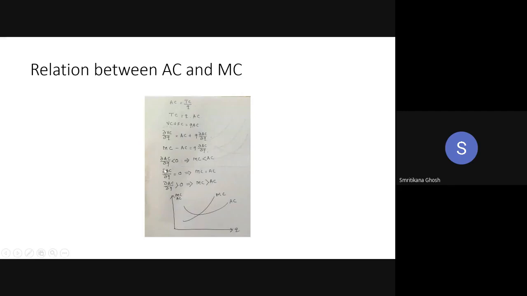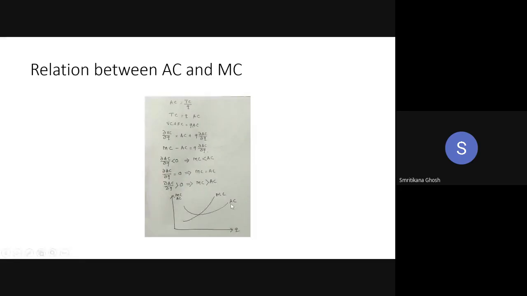Then when your AC is at the minimum, del AC del Q is equal to 0. So at the minimum, MC is equal to AC. And then when your AC is rising, MC is greater than AC. So the diagram is showing this.